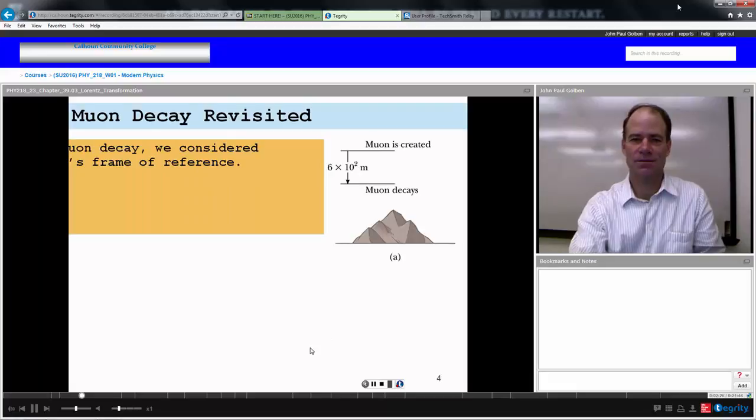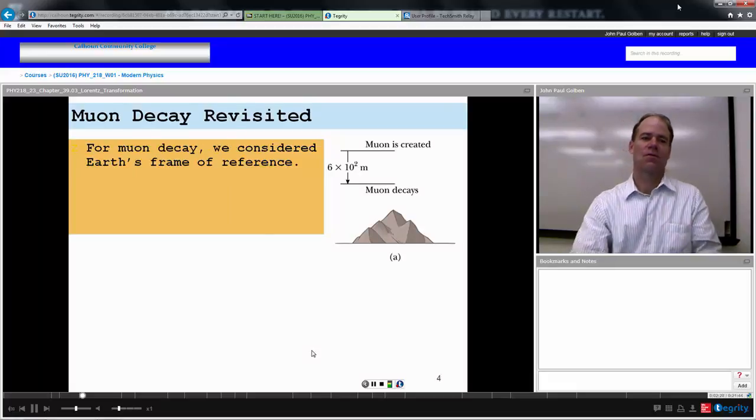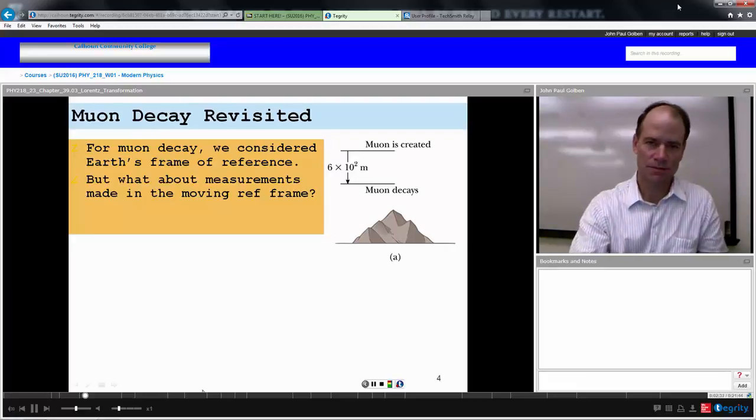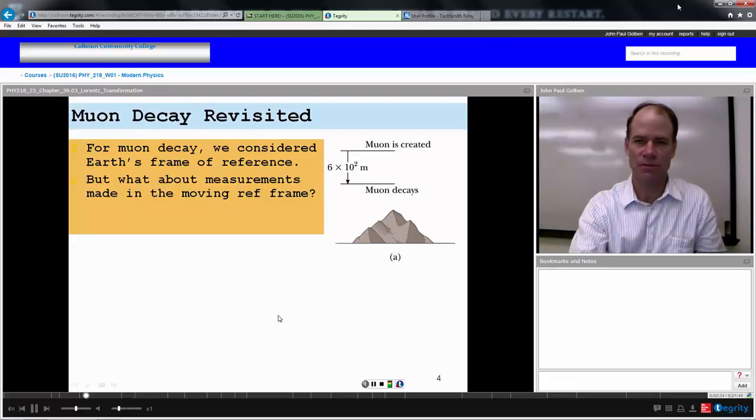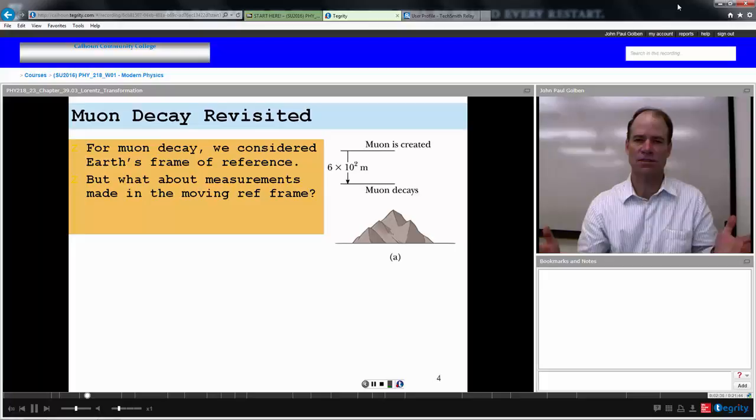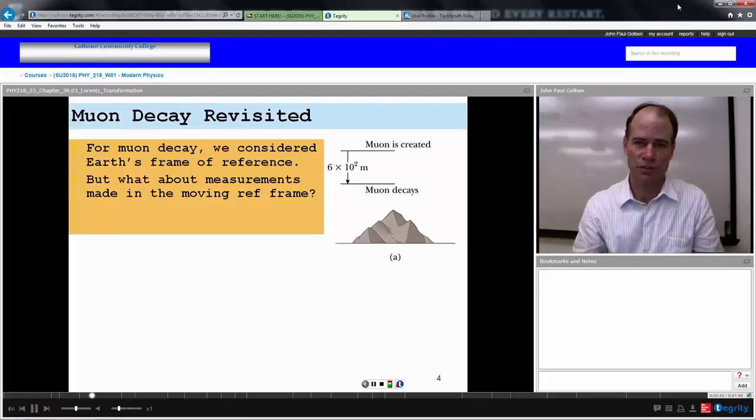Muon decay. For muon decay, we considered Earth's frame of reference, but we did not consider the moving frame of reference, the muon's frame of reference. How rude. We should consider that frame of reference as well. The muon has a half-life of 2.2 microseconds, and from its frame of reference, that's a pretty short time.